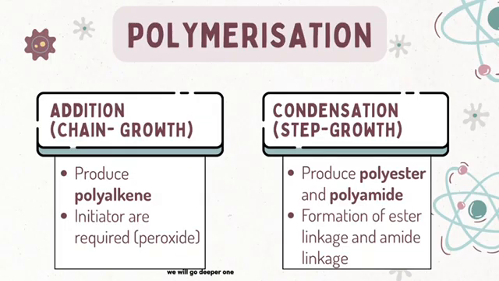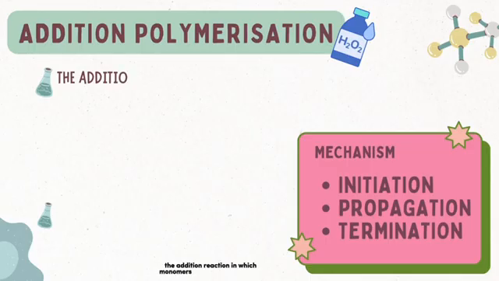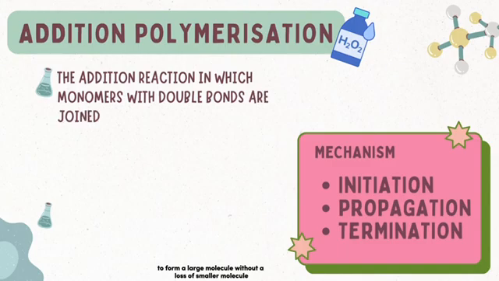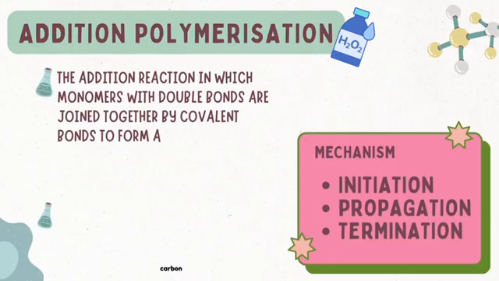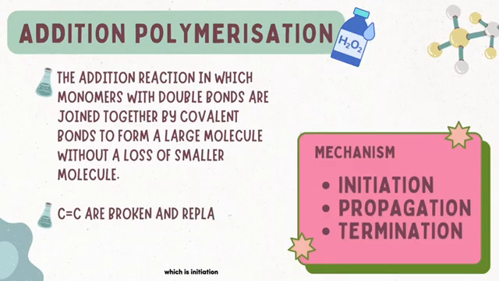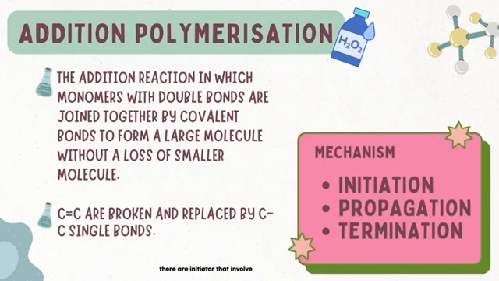We will go deeper one by one, starting from addition polymerization, the addition reaction in which monomers with double bonds are joined together by covalent bonds to form a large molecule without a loss of a smaller molecule. The carbon-carbon double bond is broken and replaced by carbon-carbon single bonds. This enables chain formation to form the polymer. There are three steps in the mechanism of addition polymerization, which are initiation, propagation, and termination. The initiator involved in addition polymerization is peroxide.